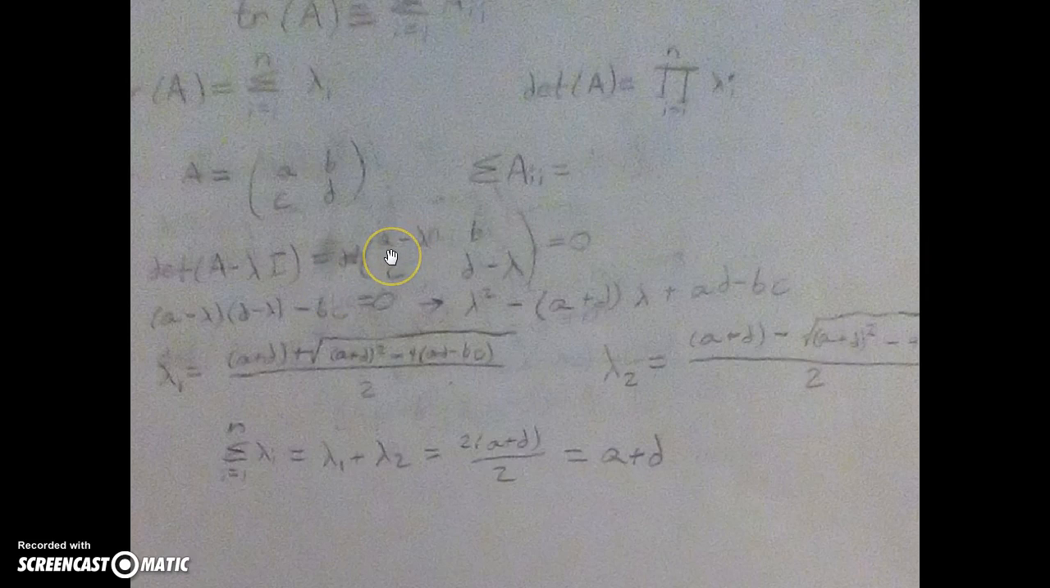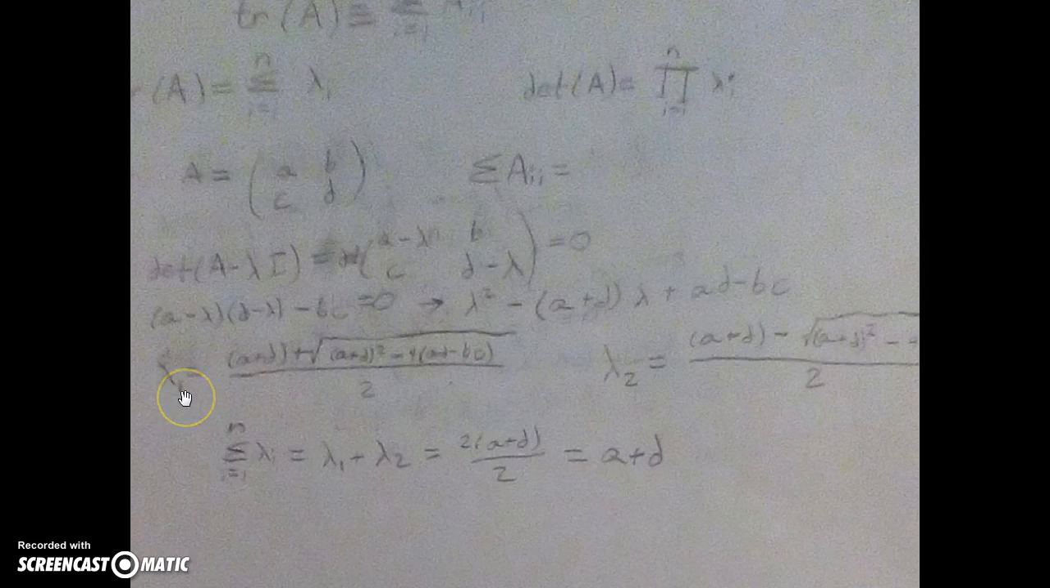So then, to find the determinant, you just take this times this minus this times this. That gives you A minus lambda times D minus lambda minus BC equals 0. And then you FOIL that out and you get lambda squared minus A plus D times lambda plus AD minus BC. And then you can use your quadratic formula to find your eigenvalues.